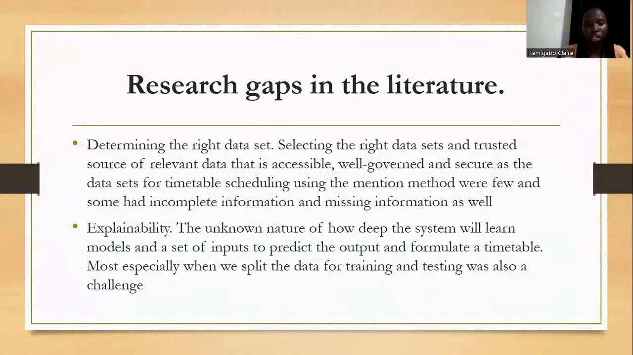Explainability, the unknown nature of how deep the system will learn the model and set of inputs to predict the output and formulate the timetable. Like the magic behind that formulation of timetables using AI, how do you explain to someone that you put in different requirements, for example, the course, the time period, and the room, and it brings up timetables? So that explainability part of it was also a challenge.